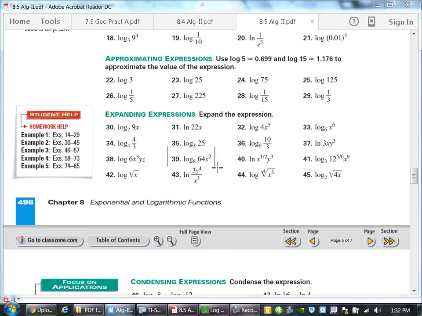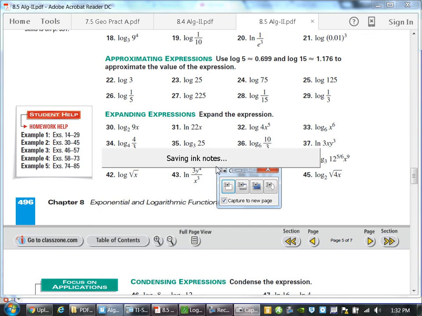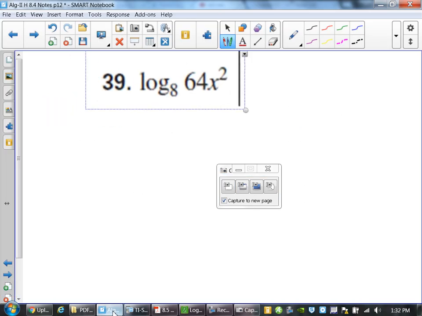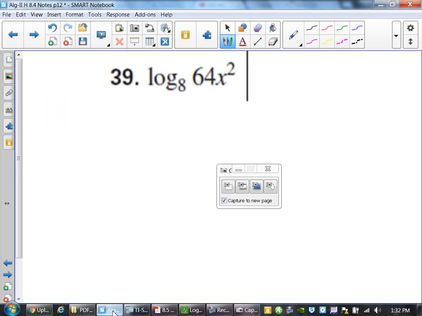I can take something like this and simplify. I'm going to expand this. Okay?